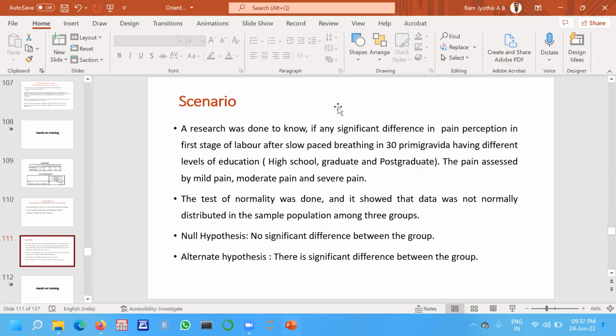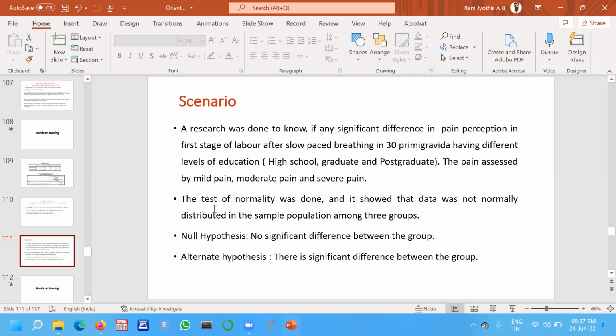Understood? And what is the test criterion? That is pain. If the pain is reduced, that indicates that you learned the method of slow-paced breathing. And how it differs when comparing the levels of education. So that is the study. Hope you understand the core of the study.